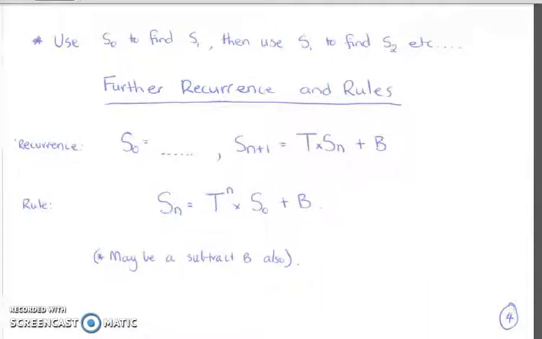So any further questions you can ask me in class or email me in regards to when and where to use further recurrence and rules.